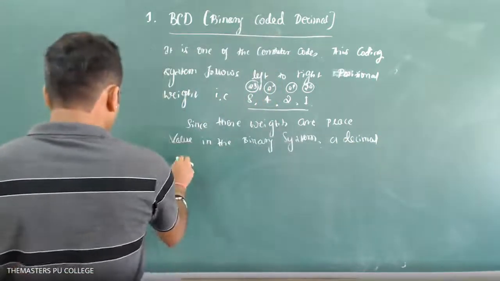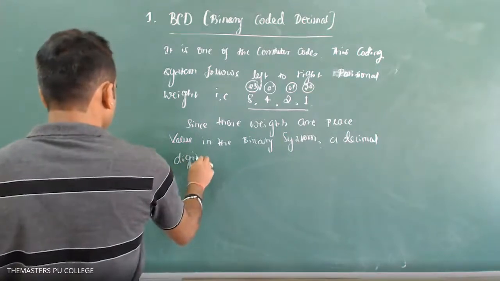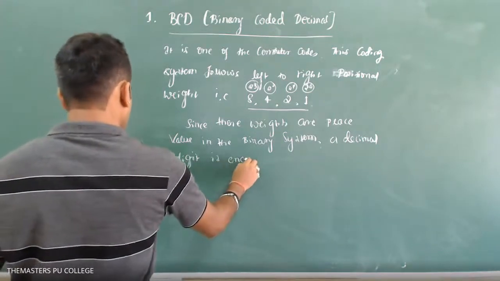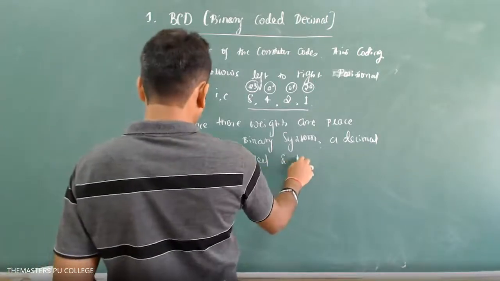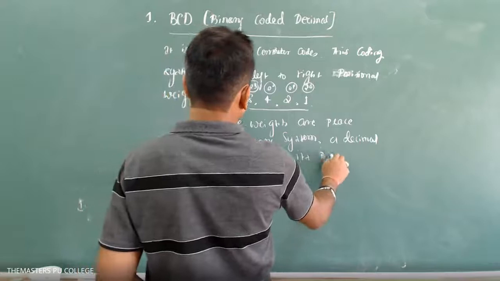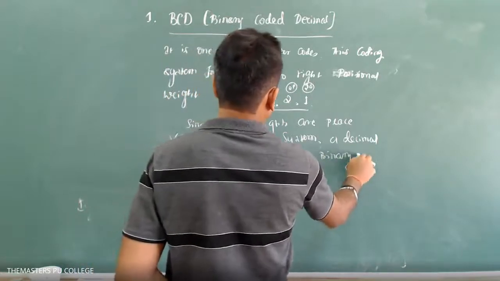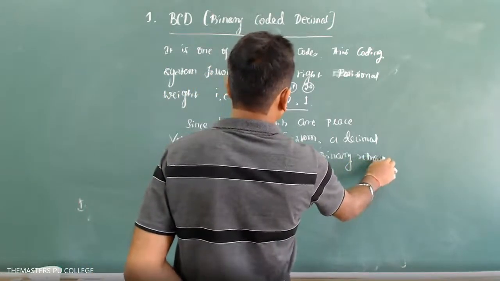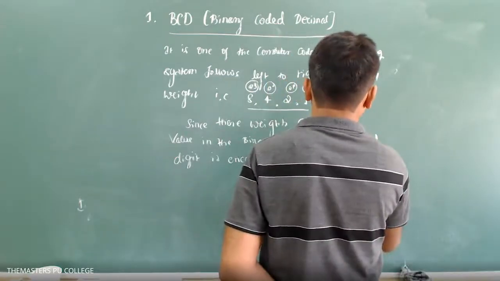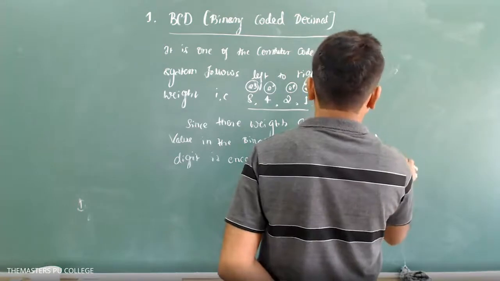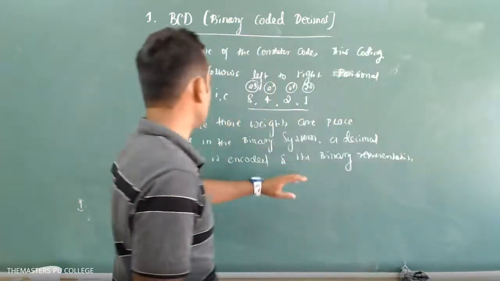A decimal digit is encoded, and its binary representation. Binary representation. Okay, since these weights are place value.